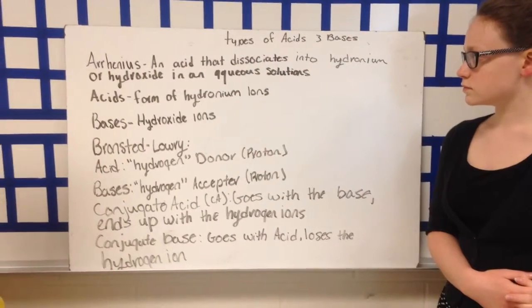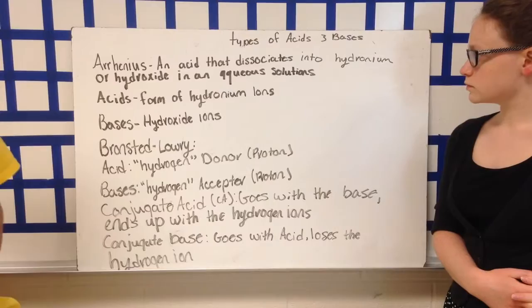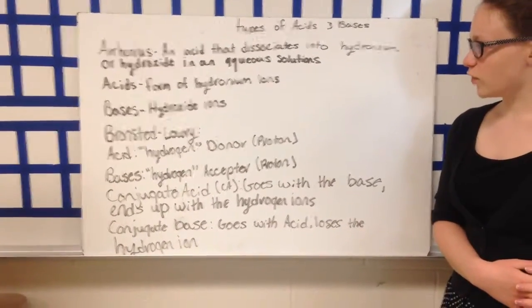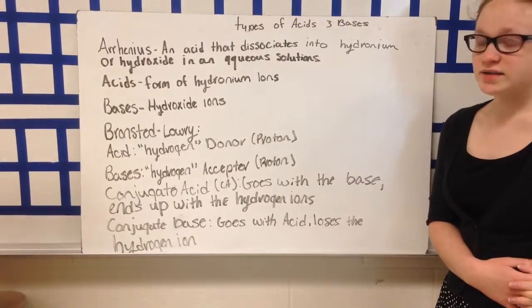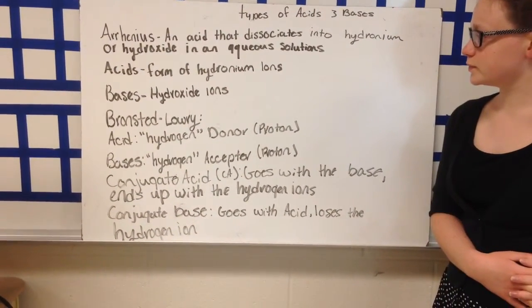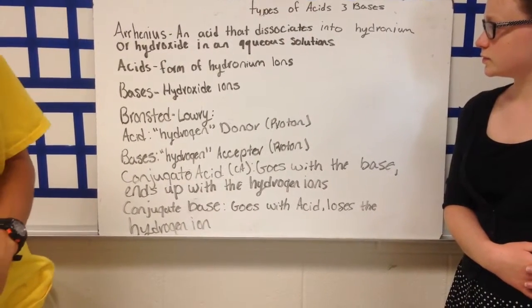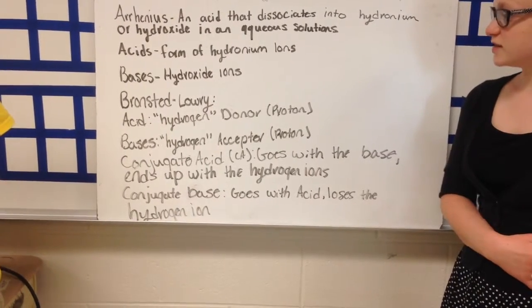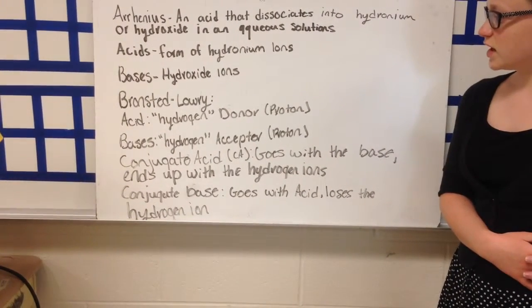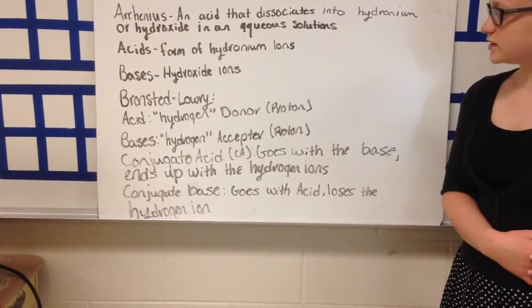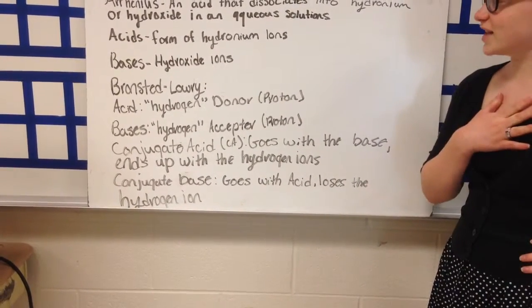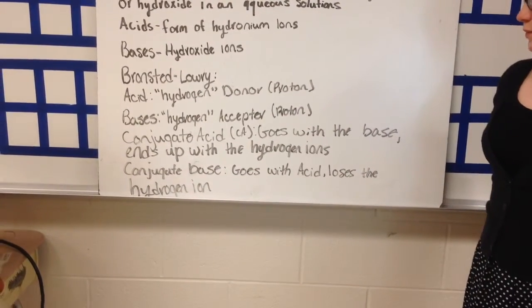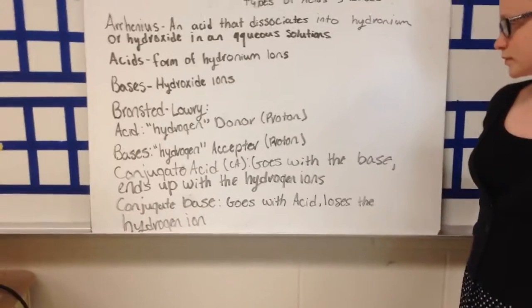Arrhenius: an acid dissociates into hydronium ions in aqueous solution. So acids will form hydronium ions when they're in an aqueous solution, and bases will form hydroxide ions when they're in an aqueous solution. For Bronsted-Lowry, acids are the things that donate the hydrogen proton, and bases are the acceptors of the protons.